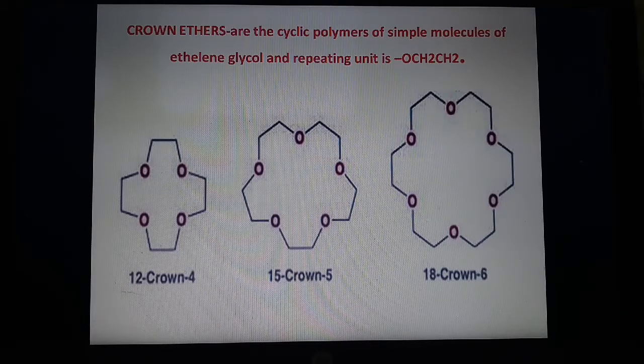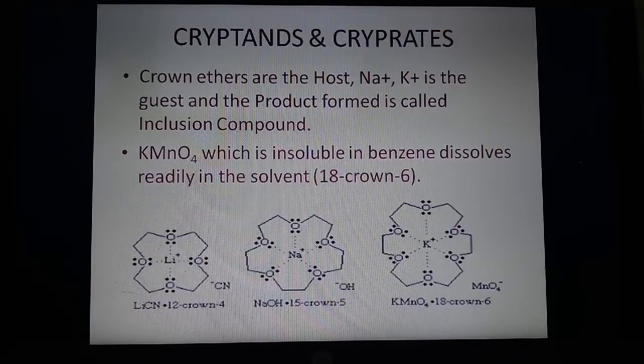Now, two names that we are to include here are cryptands and cryptates. This is all I can tell you, students. Whatever you have just seen about the crown ethers, they are called cryptands, and cryptates are formed when they attach to a metal like sodium ion or potassium ion. So crown ethers are called the host, and sodium and potassium are the guest.